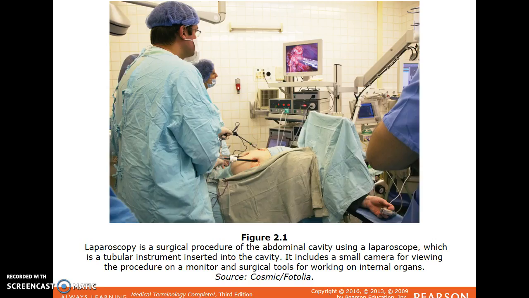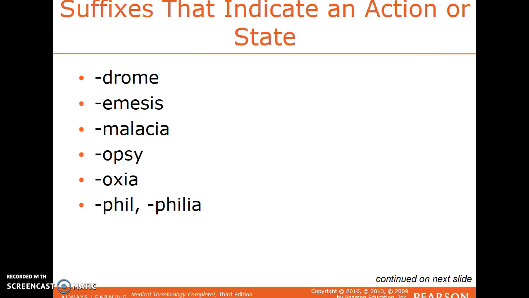And here's a picture of a laparoscopy in process. It's a surgical procedure of the abdominal cavity using a laparoscope, which is a tubular instrument inserted into the abdominal cavity. It includes a small camera for viewing the procedure on a monitor and surgical tools for working on internal organs. Pretty cool, right? You can see up there on the screen exactly what they're doing with the laparoscope.